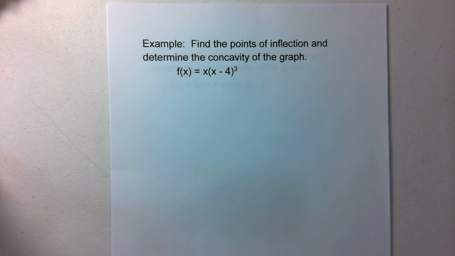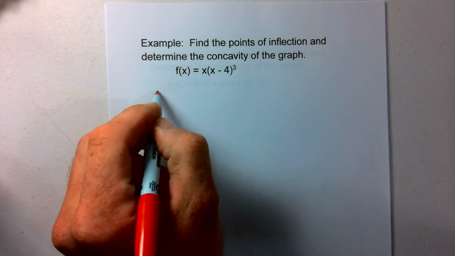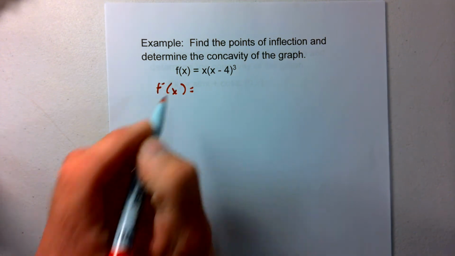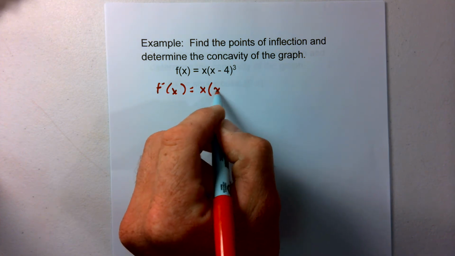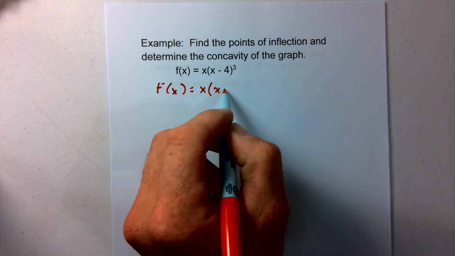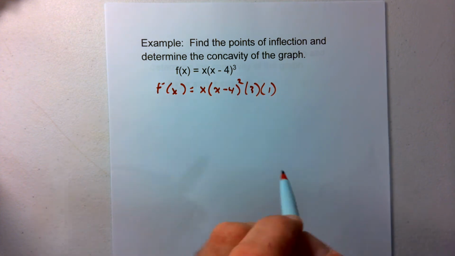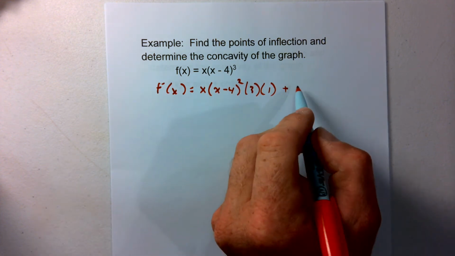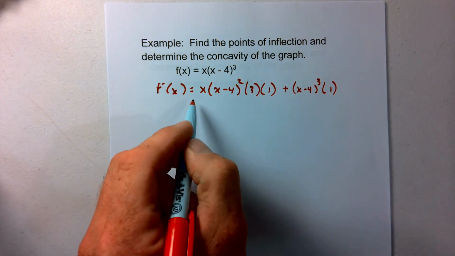So here's an example that we could ask you. Find the points of inflection and determine the concavity of the graph of x times the quantity x minus 4 to the third. So the first thing we're going to do is find the first derivative. Our first derivative in this case, we have product rule. So we have x, I didn't put my 3 in there. We'll put it on here at the end. And then times our 1, derivative of the inside, we have a chain rule there. To that we're going to add our x minus 4 to the third times 1.